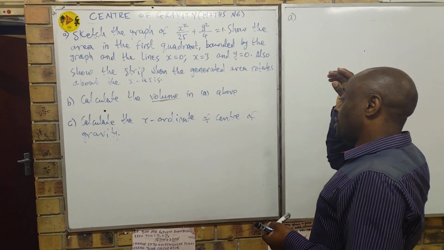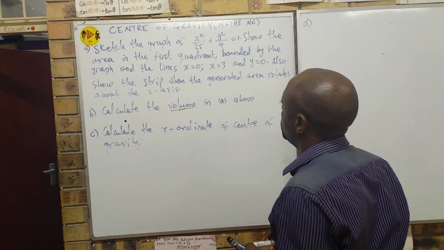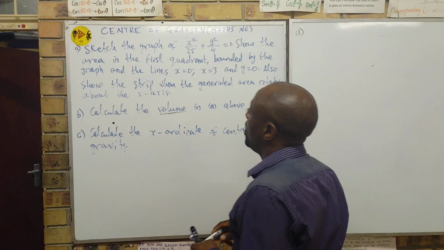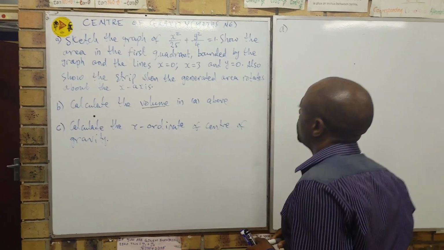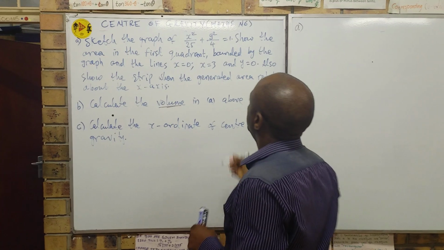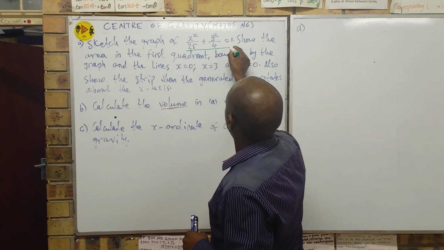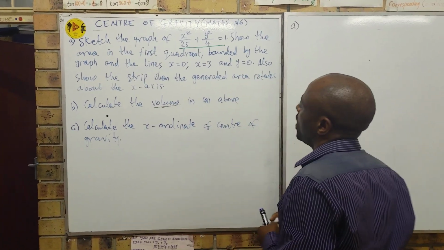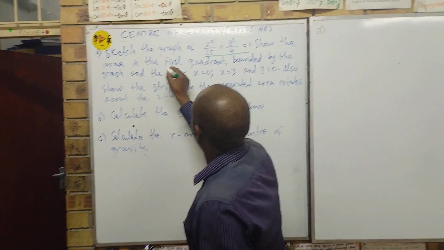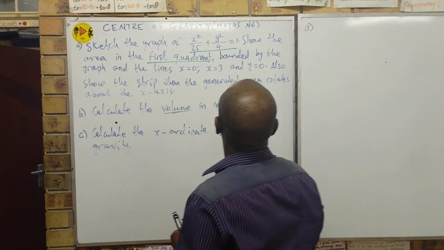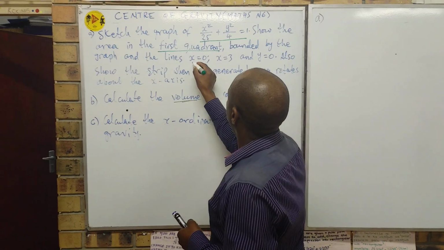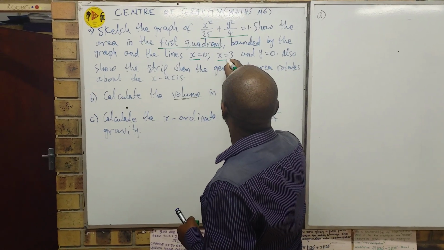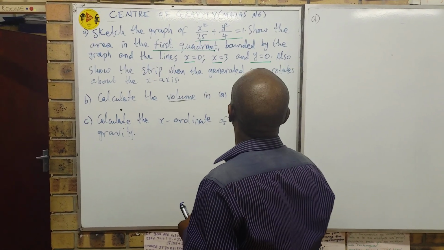Good day, guys. Let's get another problem of center of gravity. We are told to sketch the graph of x squared over 25 plus y squared over 4 equal to 1. So that is one important thing for me. I underline and show the area in the first quadrant. Those are key things I underline, bounded by the graph and the lines x equal to 0, x equal to 3, and y equal to 0.